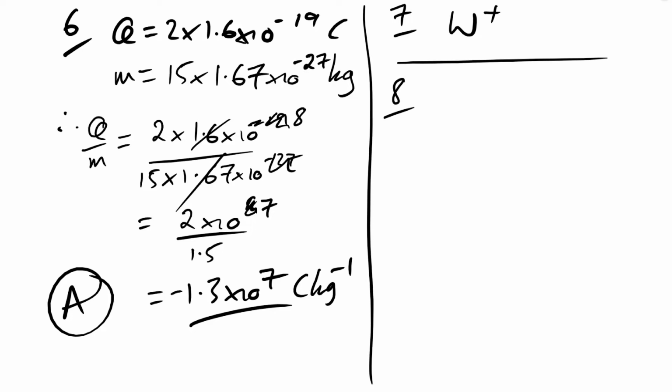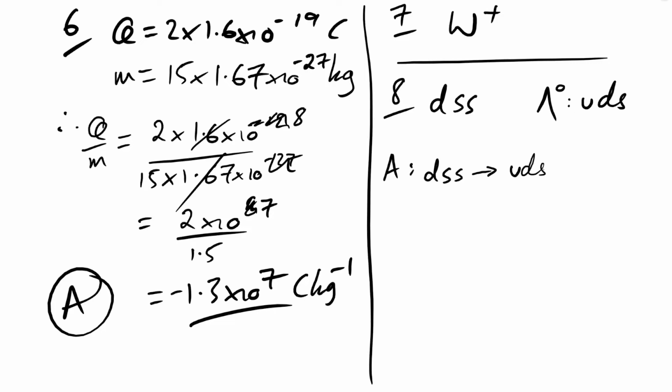8, a baryon has a quark structure DSS and decays by the weak interaction. What are the possible decays of this baryon? Quark structure of a lambda 0 is UDS. So let's check A. We have DSS going to UDS plus, well, it's a pi minus, so therefore it's going to be anti-up down to get us to -1. Baryon number 1 goes to 1 plus 0. Yes, that checks out. Charge is -1 goes to 0 -1, so that checks out as well.